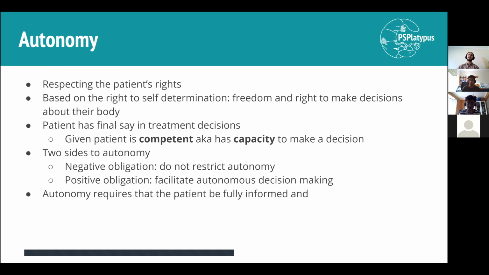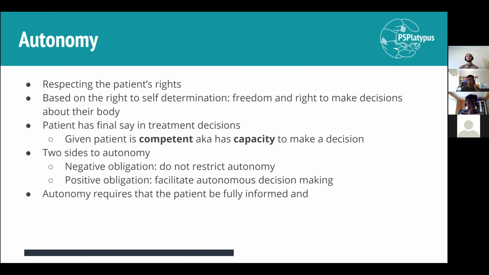Okay, so for the first pillar of biomedical ethics, autonomy, it is the idea of respecting the patient's rights. So their own bodily free will, their ability to make decisions regarding their own body. It means that the patient has the final say in their decisions about treating their own body. This is assuming that they are competent or have capacity to make a decision, referring back to Raymond's discussion of consent in med law last week.